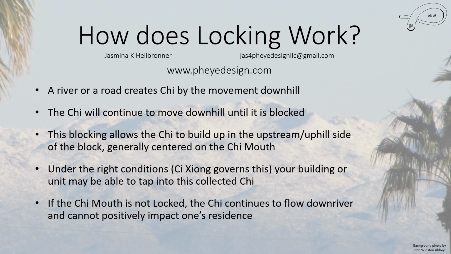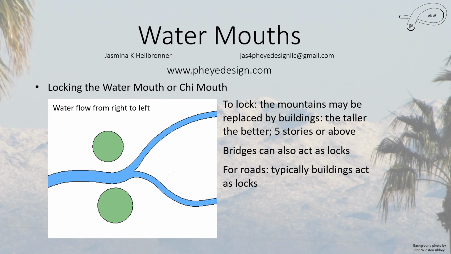Under the right conditions, Chi Hung will govern this. Your building or unit may be able to tap into this collected chi. If the chi mouth is not locked, the chi just flows downriver and you cannot tap into it. So here are some examples of what we mean.